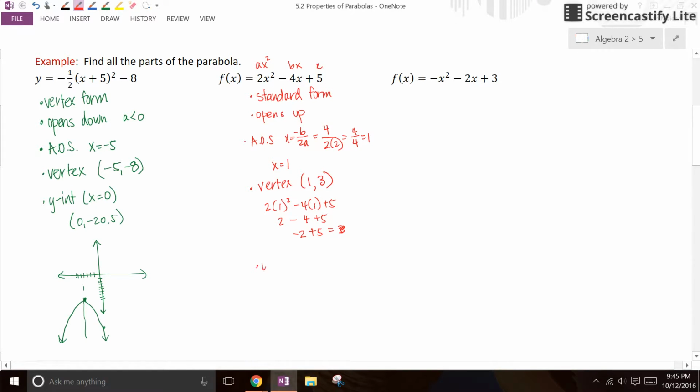And last but not least, the y-intercept is really easy to find. Again, make x a 0, and you get the 5. And so again, I could probably graph this pretty nicely by plotting the points.